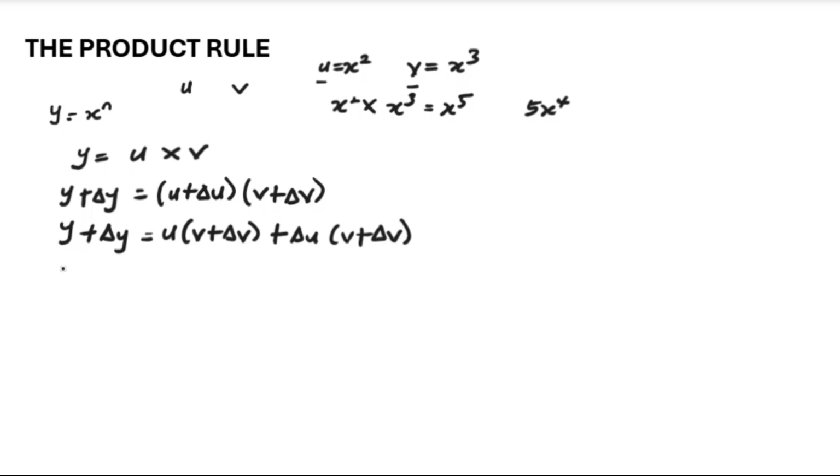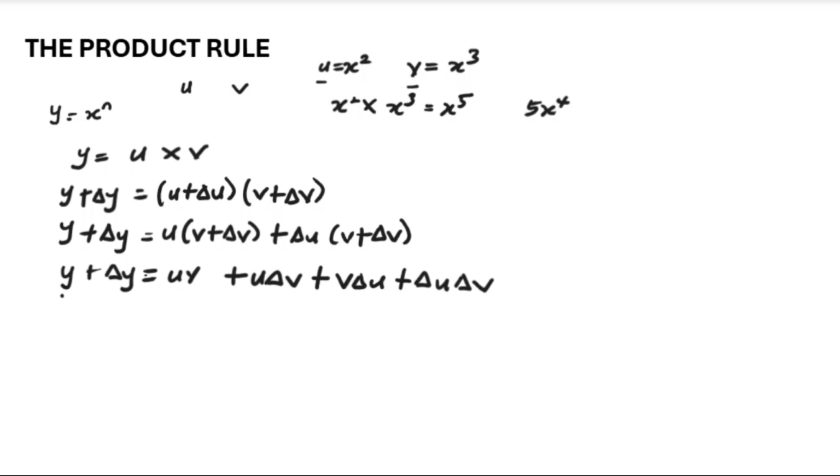So this will give us y plus delta y is equal to u times v. This will give us uv plus u times delta v. This will give us u delta v, plus delta u times v. This will give us v delta u, plus delta u times delta v. This will give us delta u delta v.